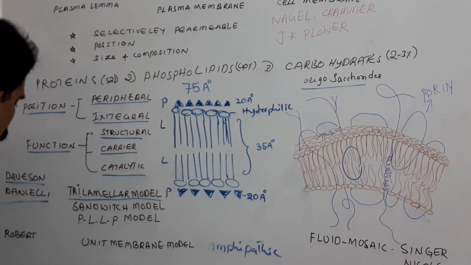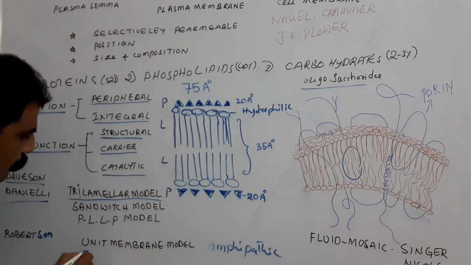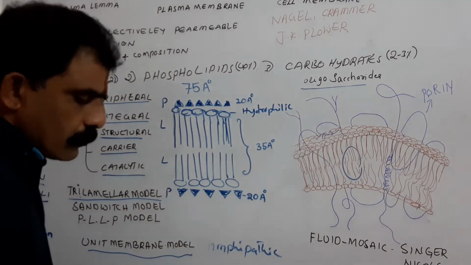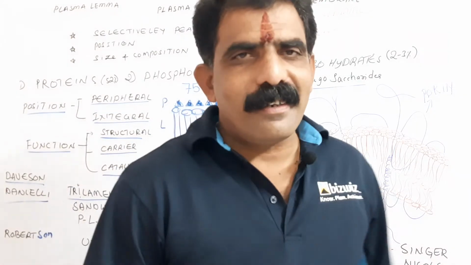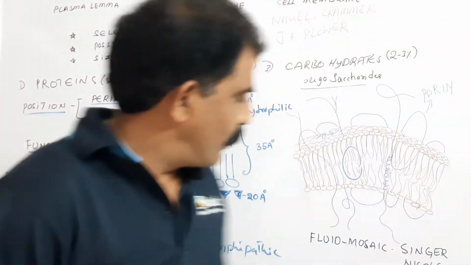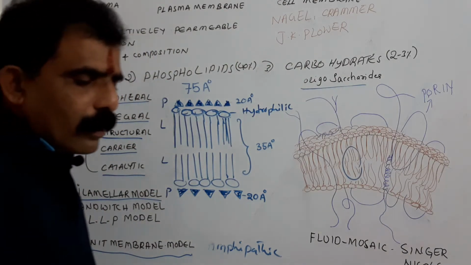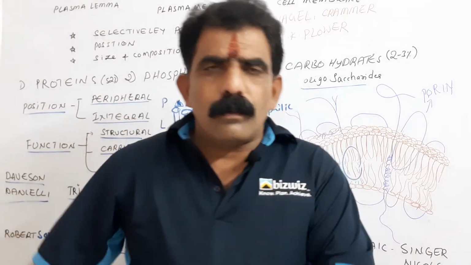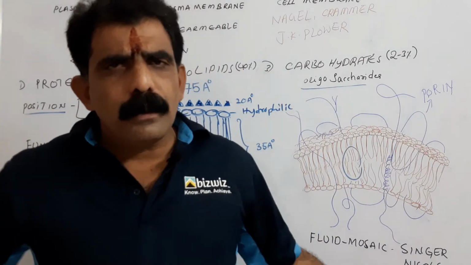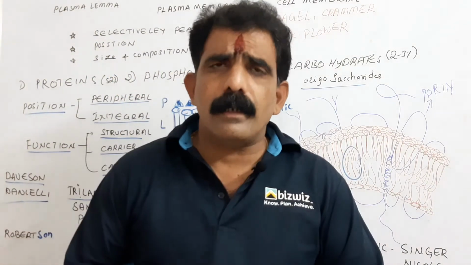And here, another worker, Robertson, proposed the unit membrane model. This is not a new model. This is a new name for the trilamellar model. Actually, Robertson came across all the biological membranes. Many biological membranes are there in living systems, not only the cell membrane.